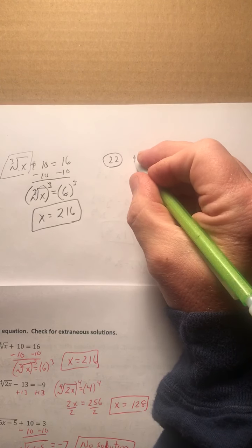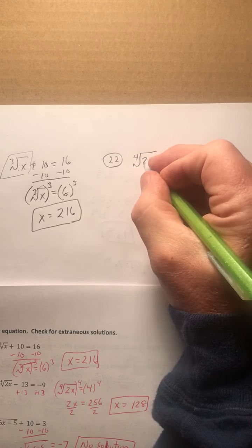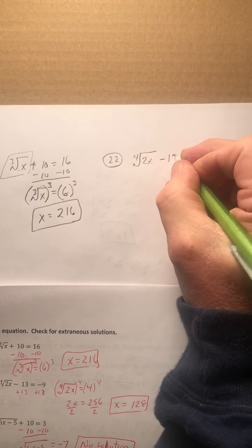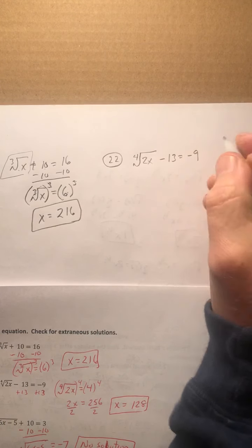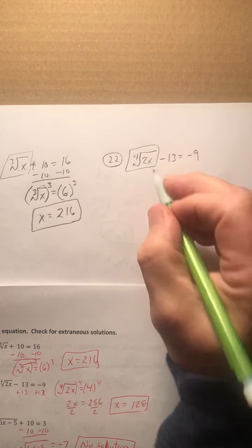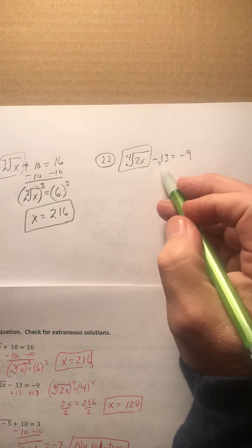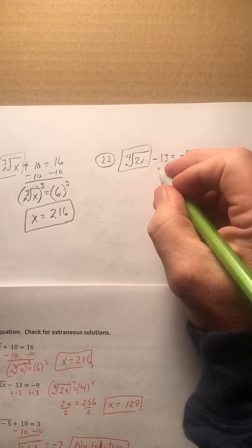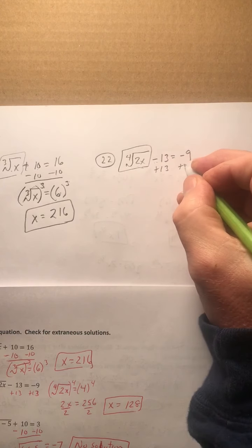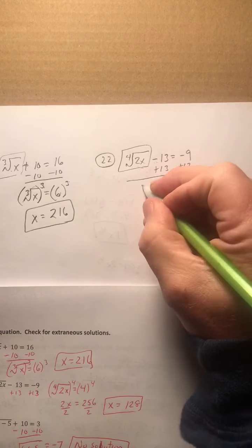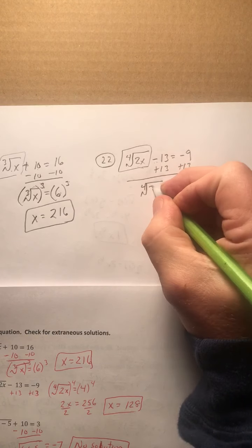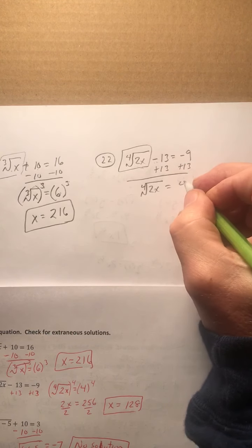22, I have the fourth root of 2x minus 13 equals negative 9. Again, we have to isolate this, all right? Isolate that has the root to it. So this isn't under the root, so I have to move it first. So I add 13, add 13. I got the fourth root of 2x equals 4.